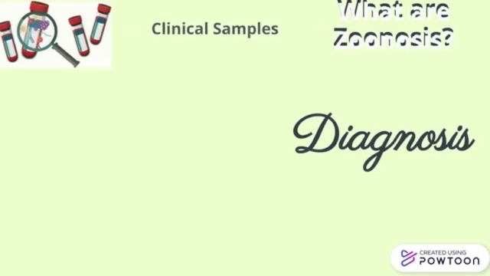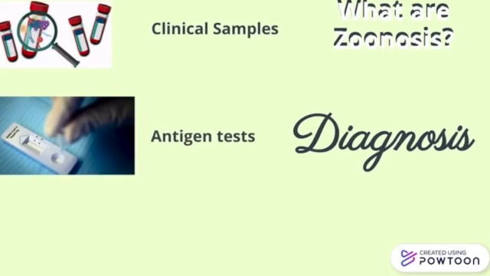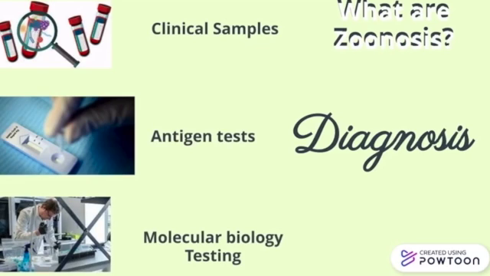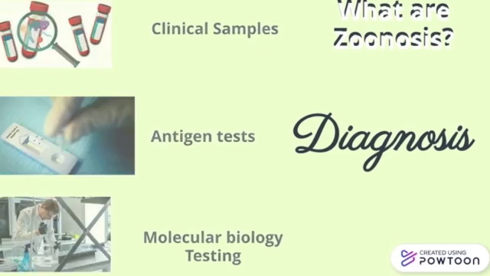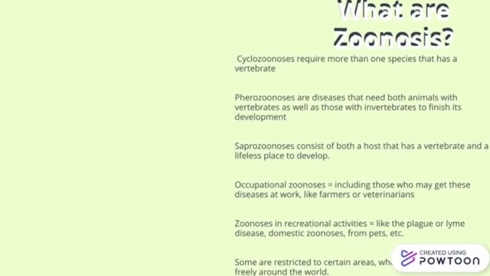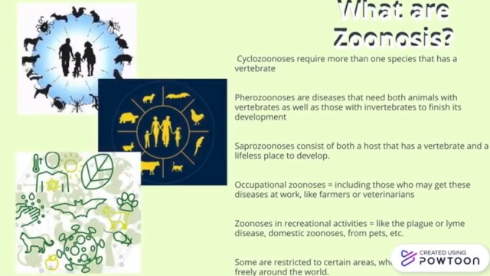There are a variety of different ways to diagnose them, which include observing clinical samples, running antigen tests, and doing molecular biology testing. There are a few different types of classifications for these viruses. For example, cyclozoonoses require more than one species that has a vertebrate. Ferozoonoses are diseases that need both animals with vertebrates as well as those with invertebrates to facilitate development, and saprozoonoses consist of both a host that has a vertebrate and a lifeless place to develop.